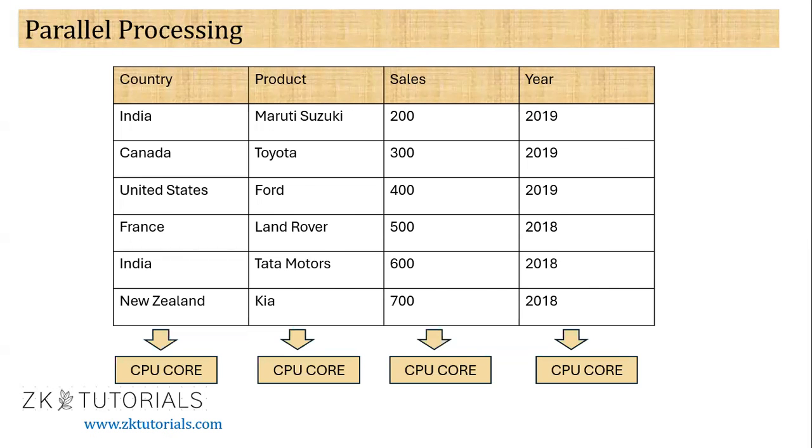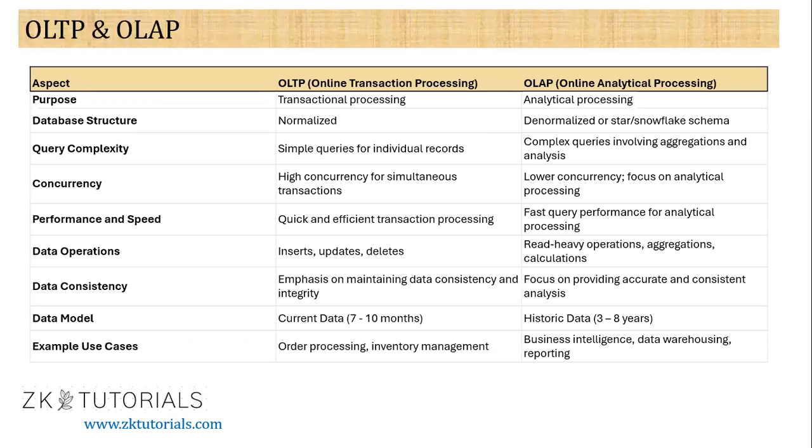So now let's move to OLTP and OLAP. We have heard it multiple times, OLTP and OLAP. OLTP is online transaction processing. OLAP is online analytical processing. These terms are often confused for one another. So what are their key differences, and how can we choose the right one for our situation?